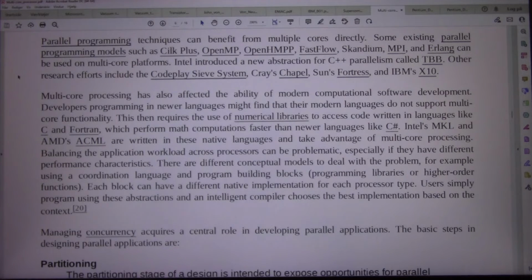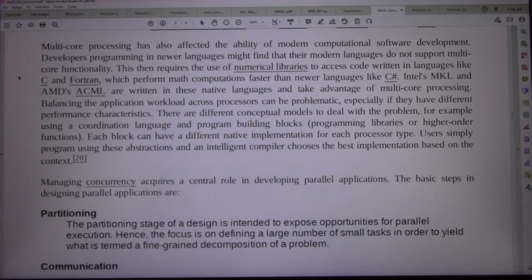Multicore processing has also affected the ability of modern computational software development. Developers programming in newer languages might find that their modern languages do not support multicore functionality. This then requires the use of numerical libraries to access code written in languages like C and Fortran, which perform math computations faster than newer languages like C#. Intel's MKL and ACML are written in these native languages and take advantage of multi-core processing.